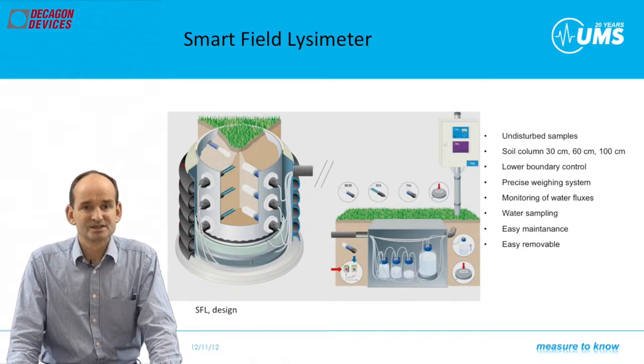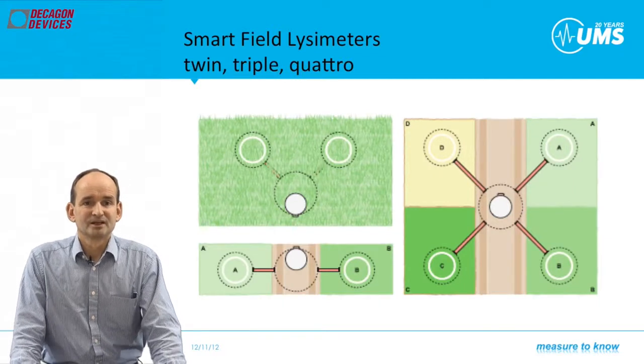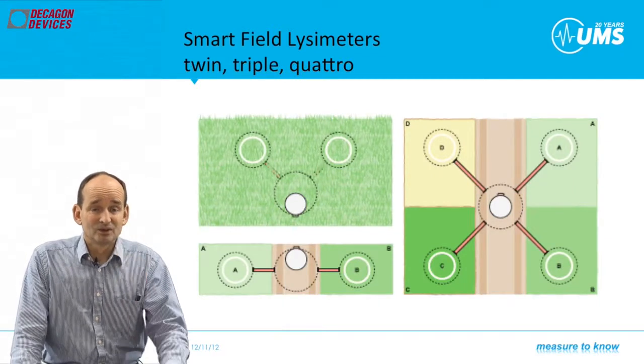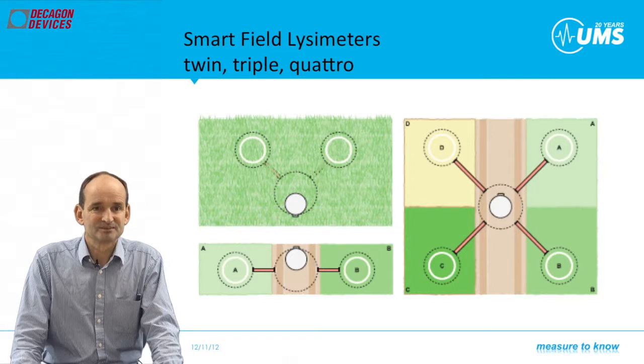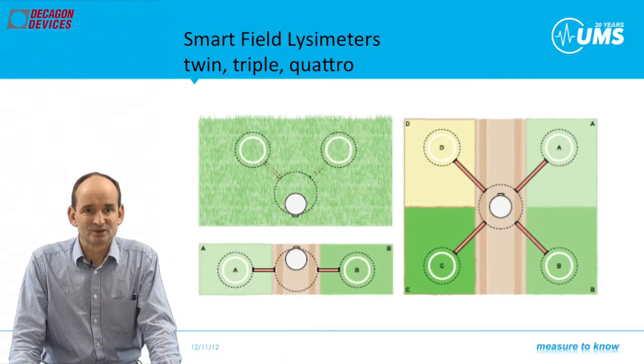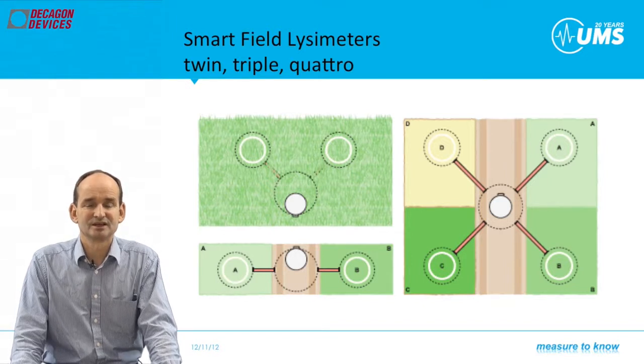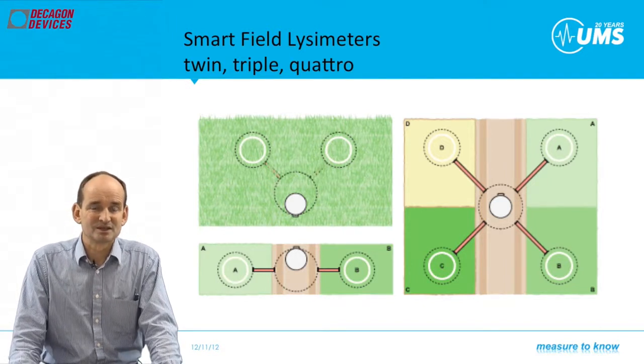Depending on your needs or replicates, you may have 2 lysimeters with the same treatment. For sure, you can also have 2 different cultivations, or you can use a 4 lysimeter setup for climate change experiments.